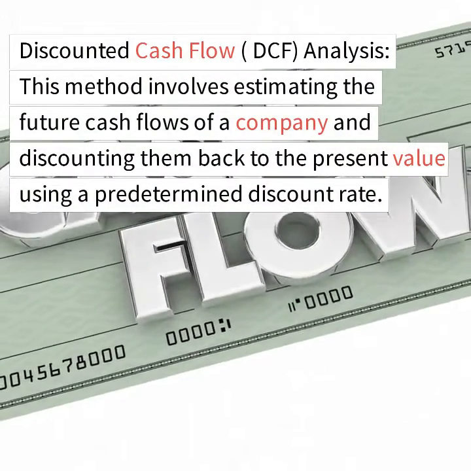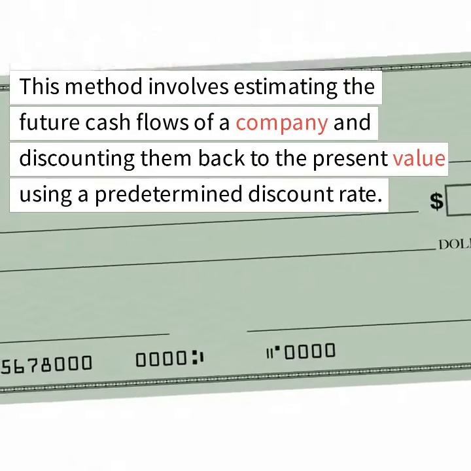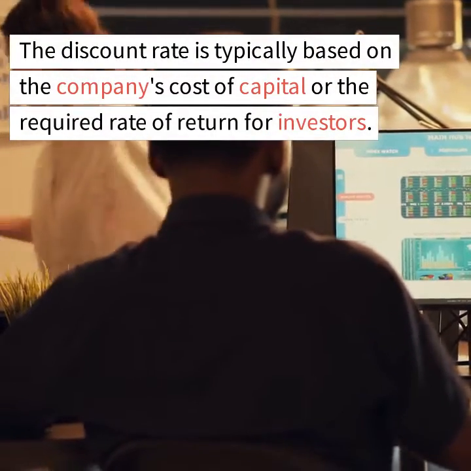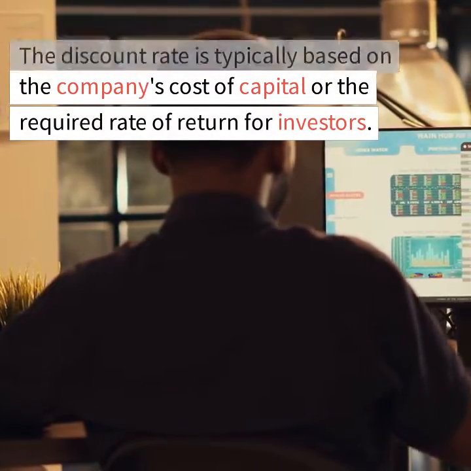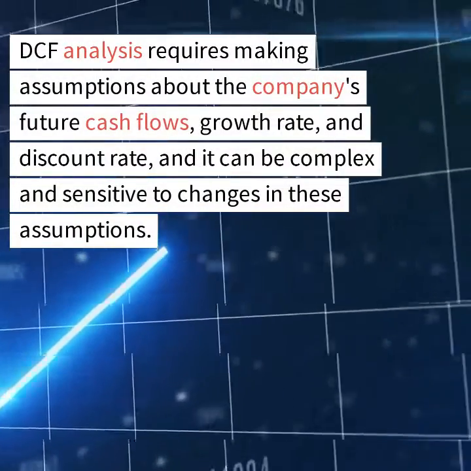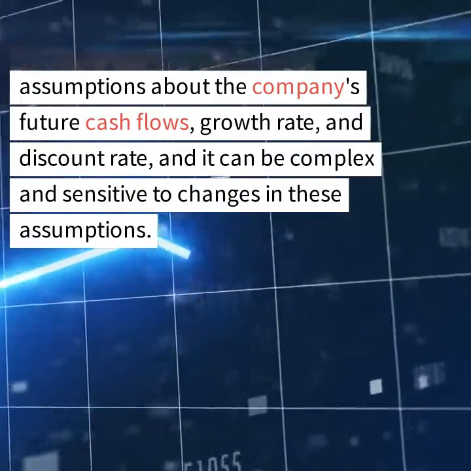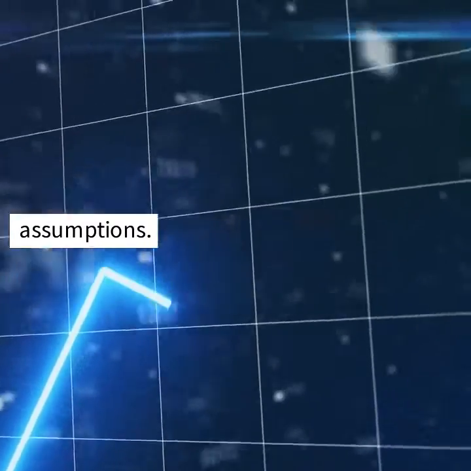This method involves estimating the future cash flows of a company and discounting them back to the present value using a predetermined discount rate. The discount rate is typically based on the company's cost of capital or the required rate of return for investors. DCF analysis requires making assumptions about the company's future cash flows, growth rate, and discount rate, and it can be complex and sensitive to changes in these assumptions.